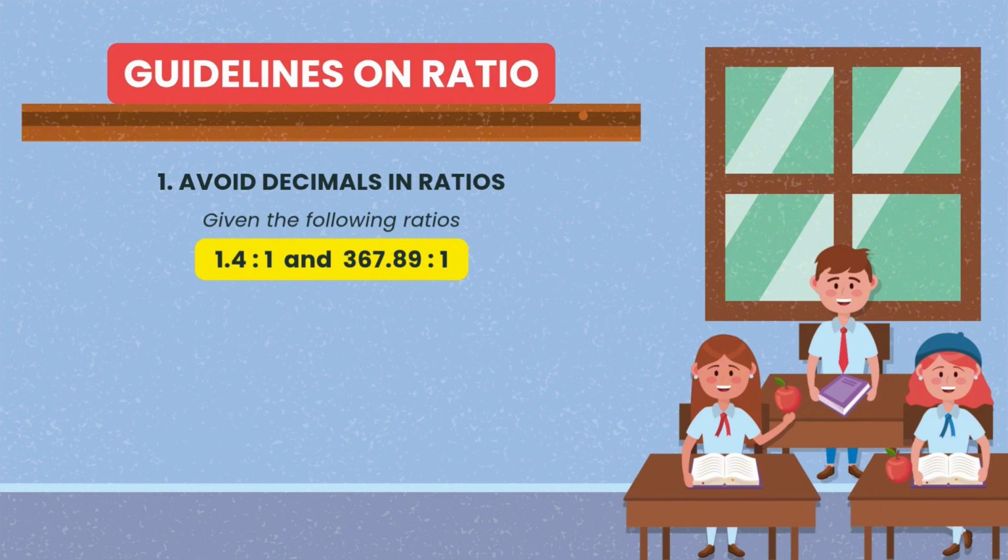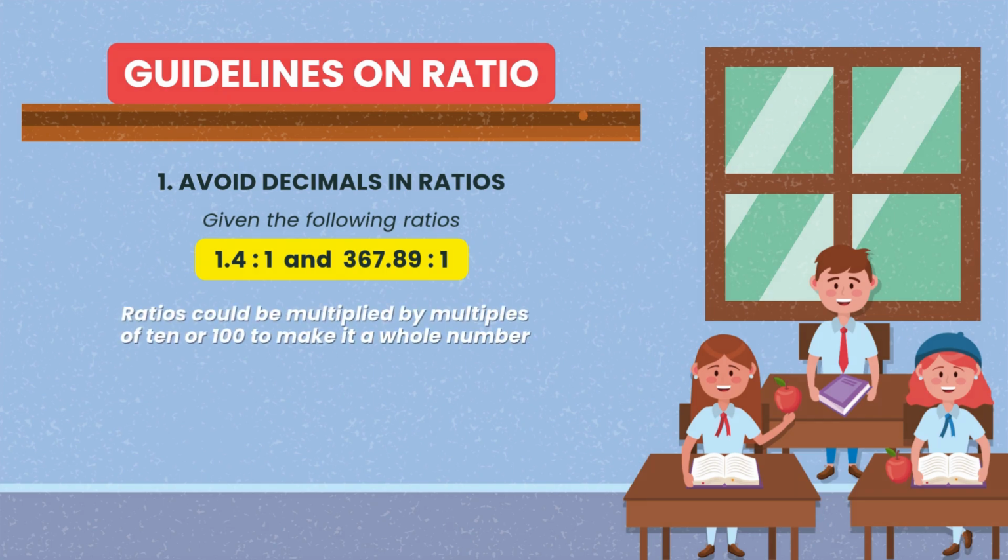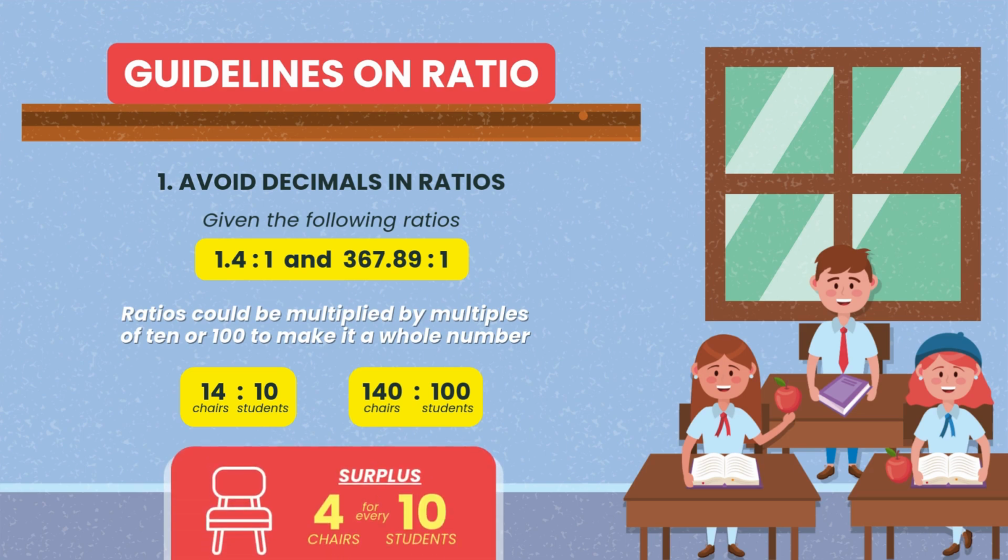A backrest? One option to improve the interpretation is, we could change the base of our ratios using the base of 10, 100, 1000, etc. instead of 1.4:1. We can now say that we have 14 chairs to 10 students, or 140 chairs to 100 students, meaning that there is a surplus of 4 chairs for every 10 students.